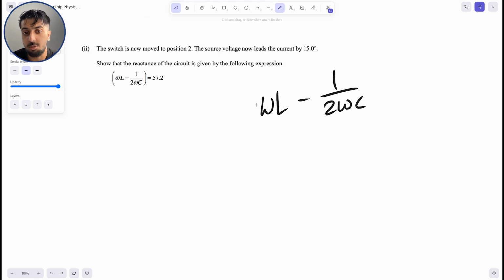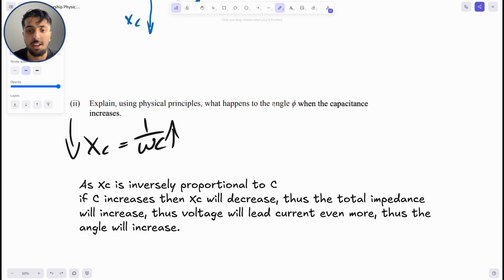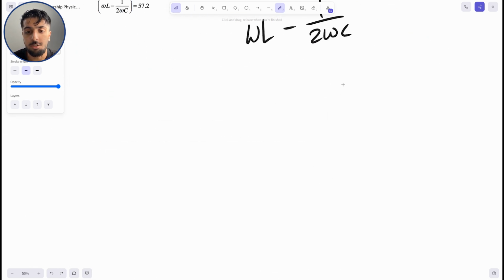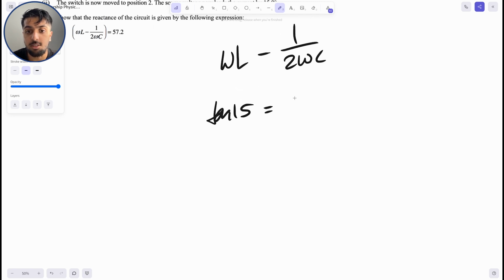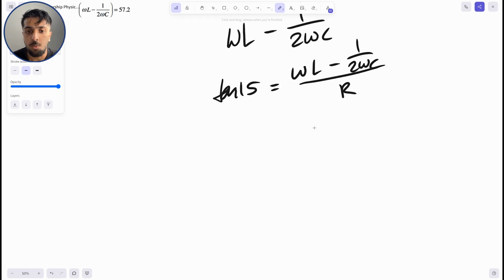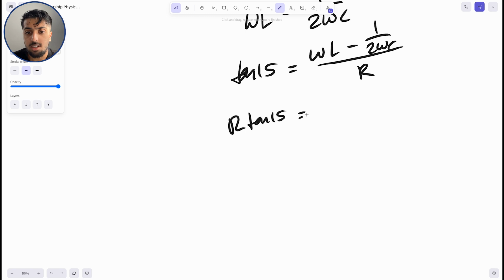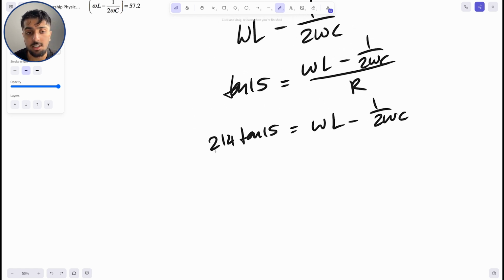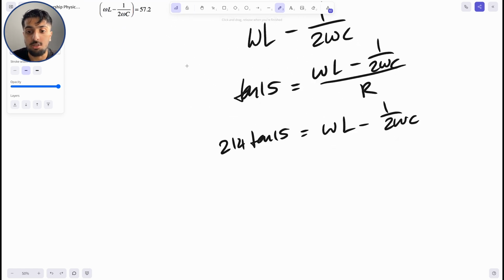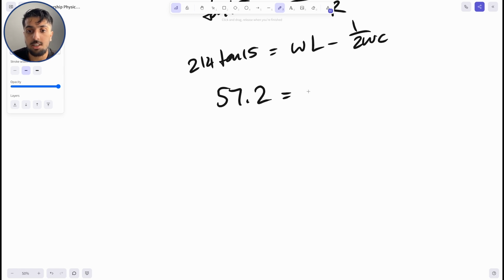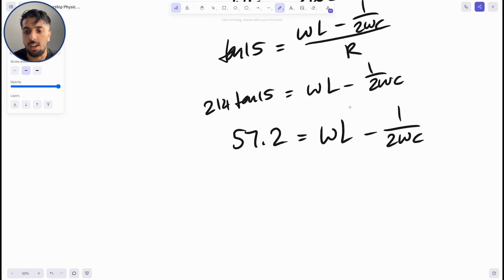And so if we have our trusty equation that we have used twice before, this one and this one right here, if we make that substitution, tan 15 is equal to omega L minus 1 over 2 omega C all over our resistance. We can rearrange for our tan 15 is equal to omega L minus 1 over 2 omega C. Now we found out in the previous question that our resistance is 214. Now 214 tan 15 degrees does indeed equal 57.2, and therefore 57.2 is equal to omega L minus 1 over 2 omega C. And there you have it. We have found our equation.